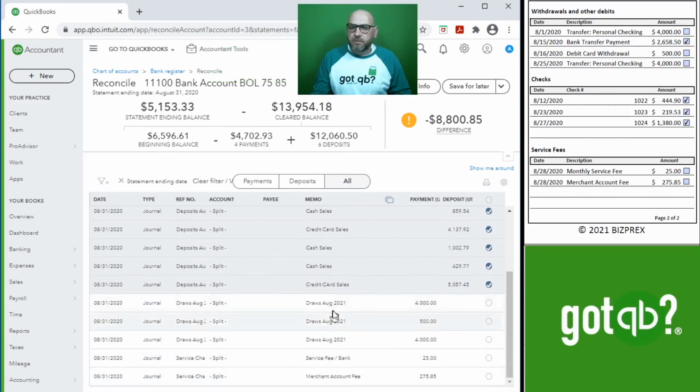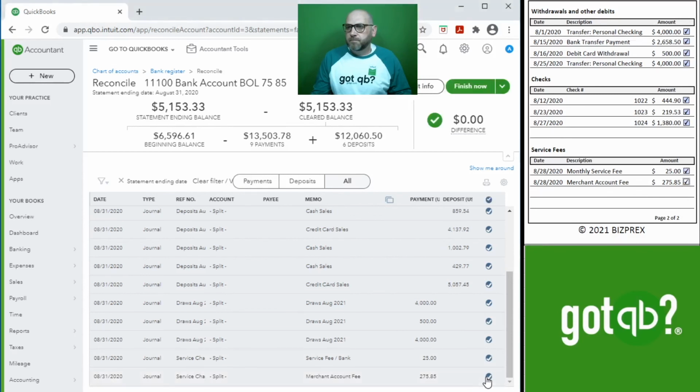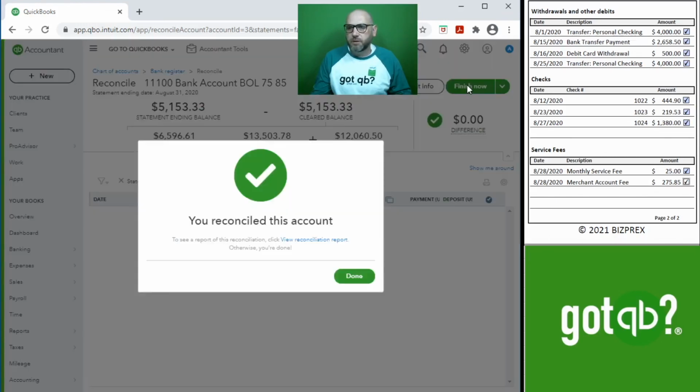All right, so here they are. Let's make sure we reconcile. And we're at zero. That's what we want. That's the objective of every reconciliation. There's absolutely no excuse not to have a zero here. If you don't have a zero here, you didn't finish your reconciliation.